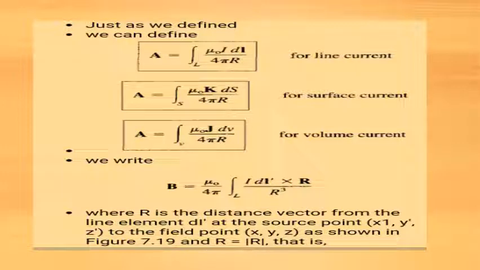The magnetic potential for line current, surface current and volume current is given below. Here A equal to line integral of mu naught I dl by 4 pi r. Similarly, for surface current A equal to surface integral of mu naught K dS by 4 pi r, and for volume current A equal to volume integral of mu naught J dV divided by 4 pi r. Similarly, the magnetic flux density can be written as mu naught by 4 pi line integral of I dl cross r divided by r.